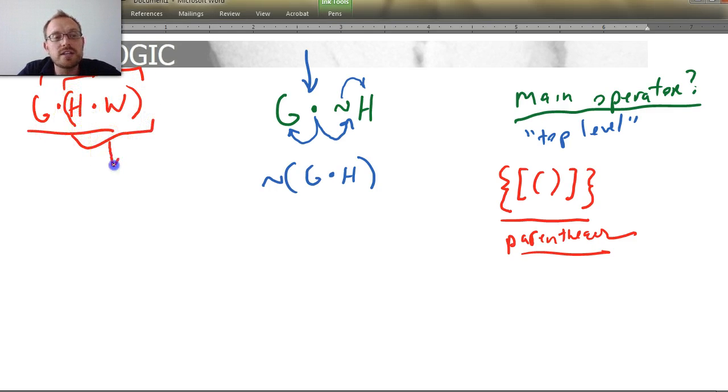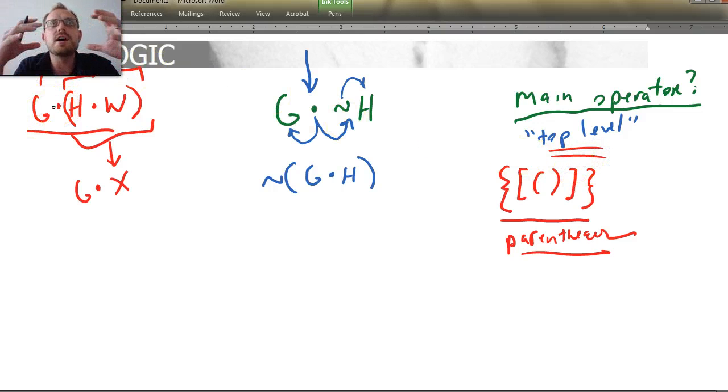Whereas you could even symbolize this with the new symbol. So this would be G and X, really, where X stands in as a symbol, as a variable for H and W. Right? So what's the main operator in this one? Well, remember, this is why I want to use the top level operator, meaning it is not buried in parentheses within the argument. So the top level operator here is this conditional.